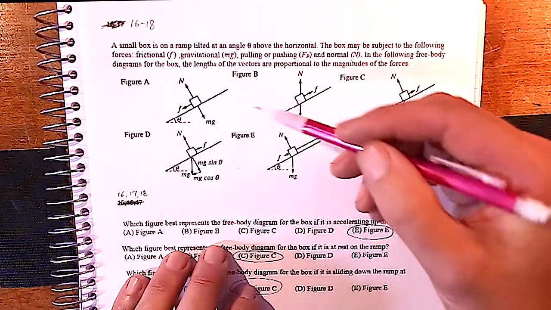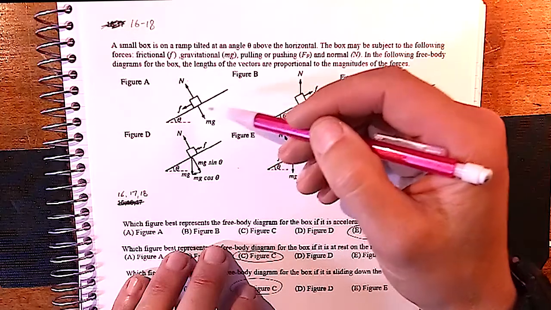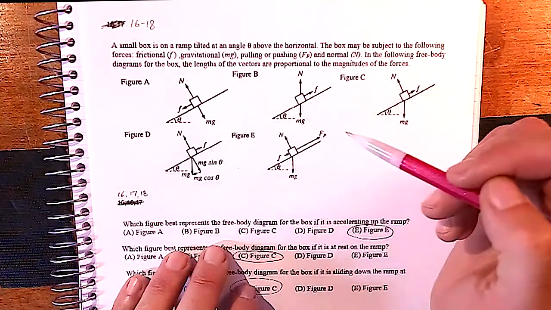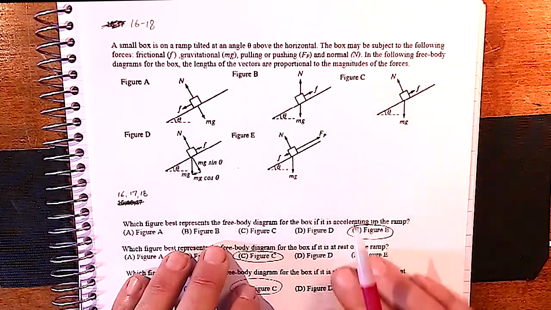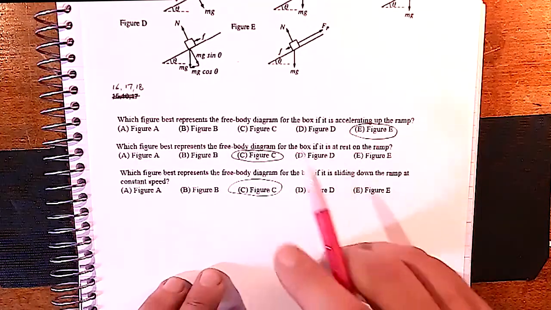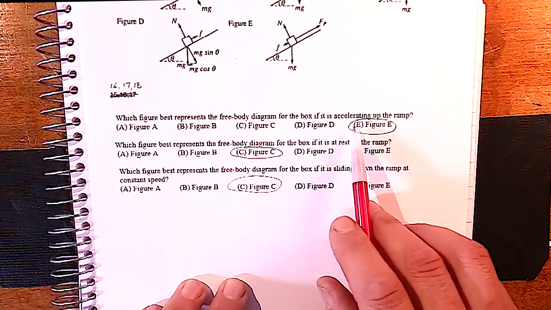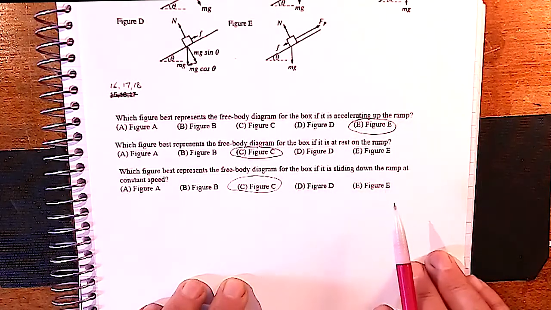In this question, we have a block on a ramp, and they're giving us a whole bunch of different forces here. N for normal force, lowercase f for friction, mg for the weight, and theta for the angle. So let's look at what the first question says. It says, which best represents the free body diagram for the box as it's accelerating up the ramp?